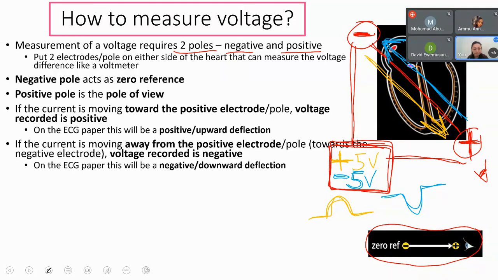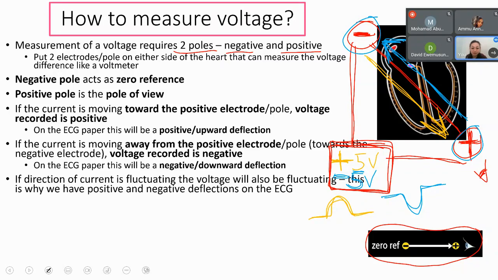And the negative pole is just the reference. It's just called the reference electrode. And the positive pole is just called the pole of view. These are just terms that you need to know.